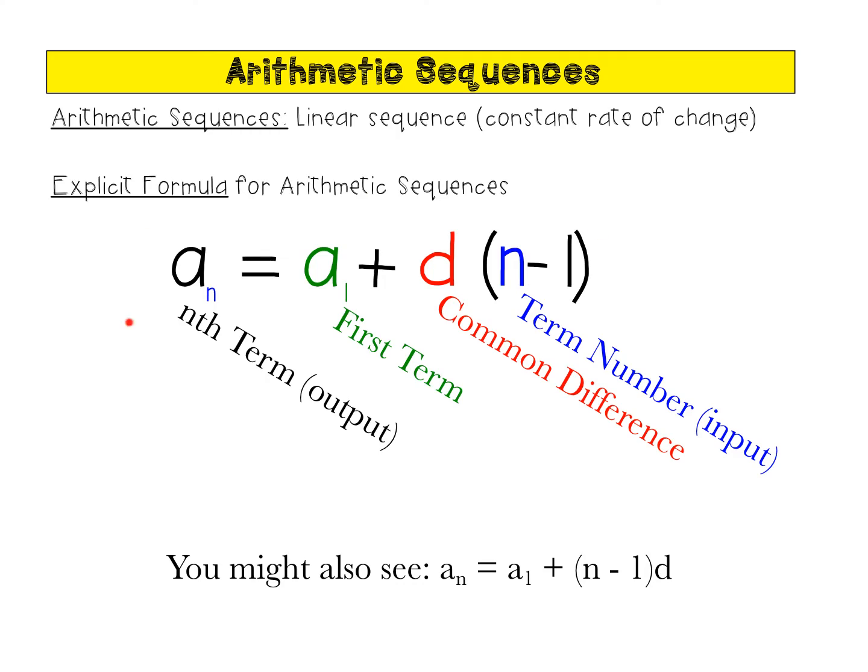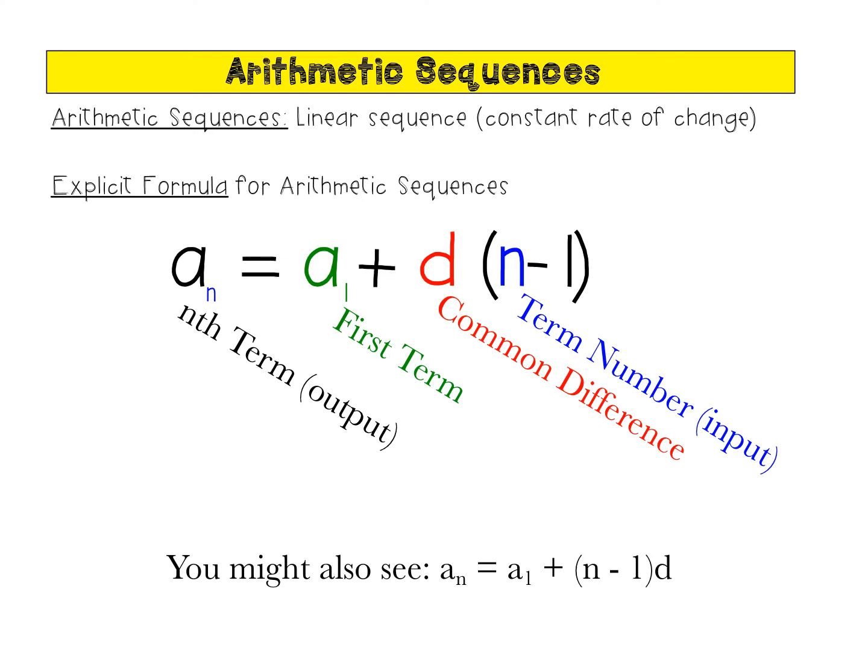But this is the general formula. You will actually be given this on the TN Ready exam on your formula sheet. So a sub n, and that's what that sub means, a sub n equals a sub 1 plus d times the quantity of n minus 1. You may also see it as this where the d is out back. It doesn't matter. I'm still distributing.